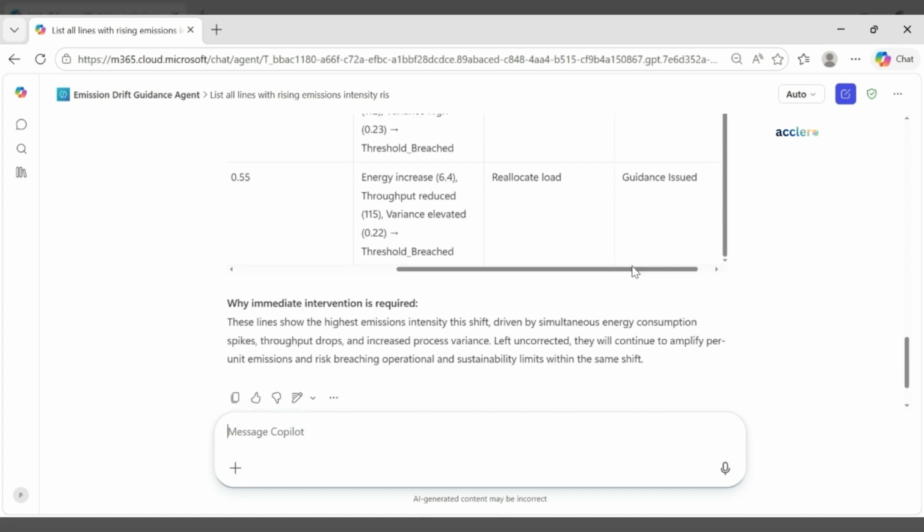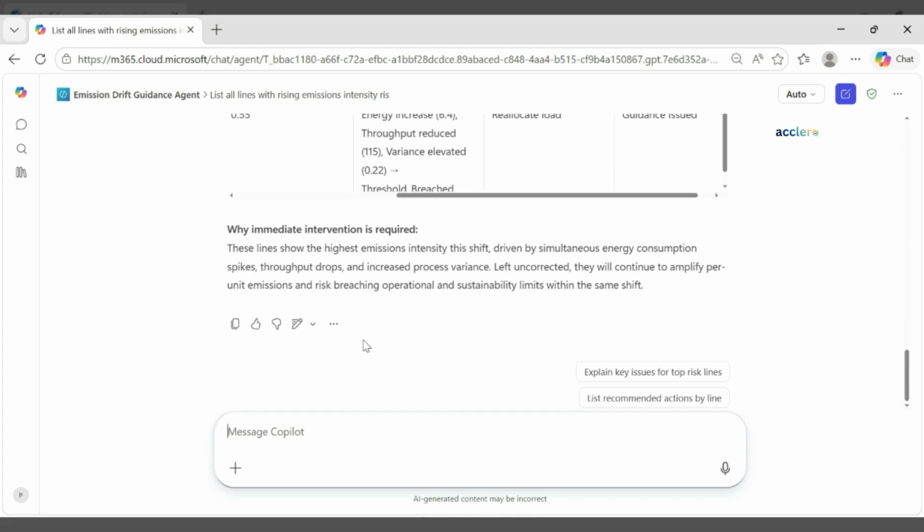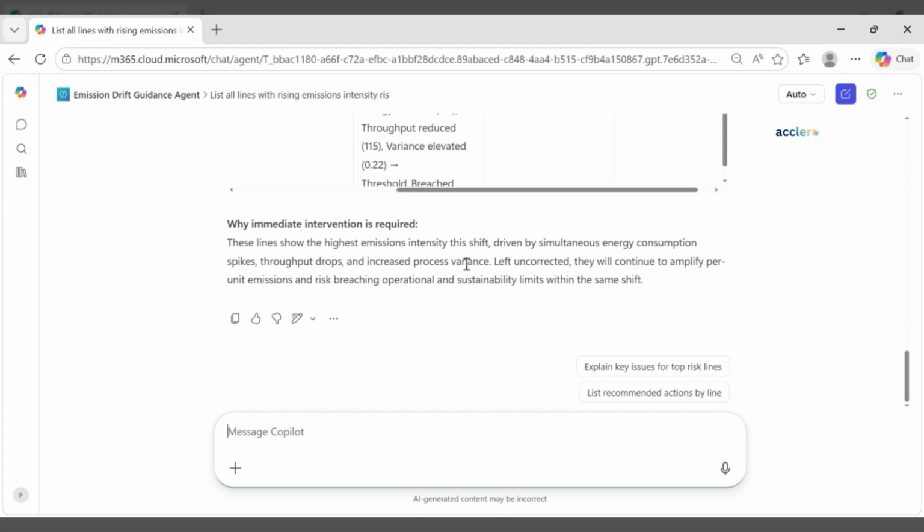to stabilize the performance. So these cases require immediate intervention because they show the highest emission intensity during the shift, caused by rising energy consumption, reduced throughput, and increasing process instability. Without immediate action, they will pose the greatest risk of compounding emission drift and efficiency loss during the current shift. So by detecting and correcting the deviation during production, the emissions target can be maintained more effectively.